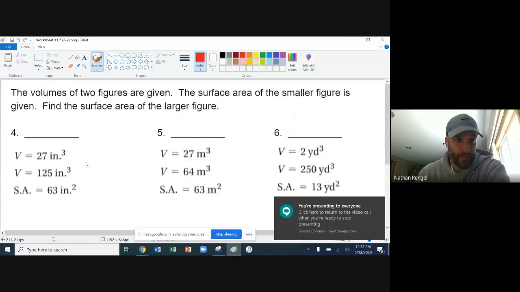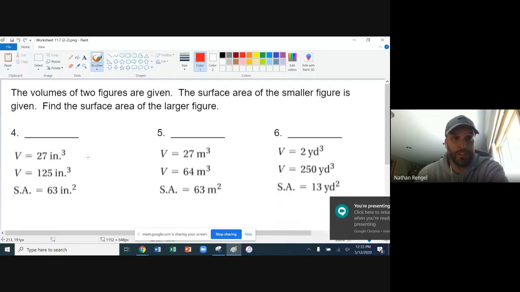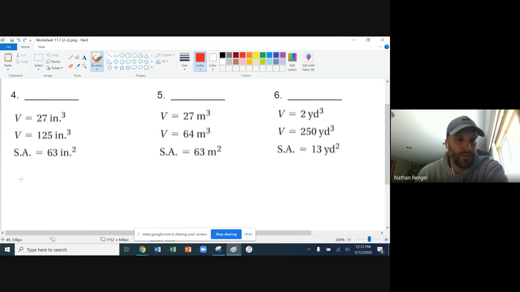Number 4, the directions are that the volume of two figures are given, the surface area of the smaller figure is given, find the surface area of the larger figure. So similar to if you watched the last video, number 1, we're just now going to look at first taking the volume scale factor, which is going to come from 27 in ratio with 125, and then we are going to start to look at that as a linear scale factor.